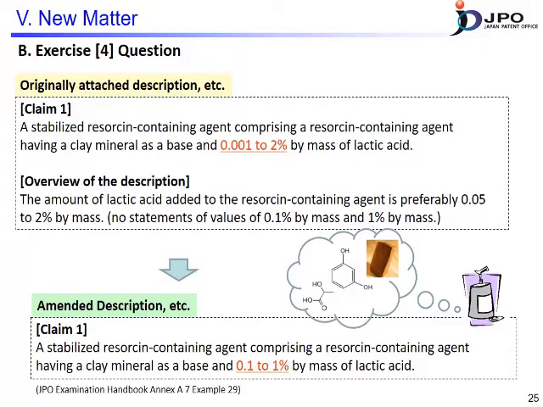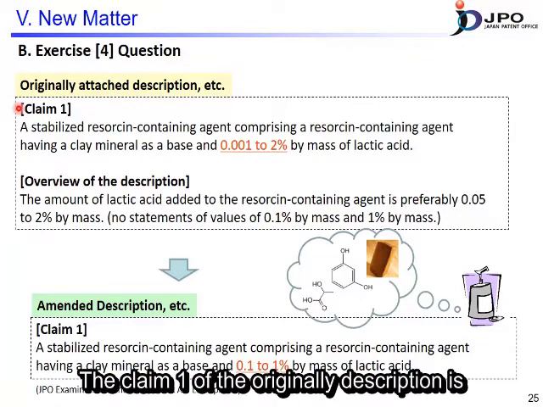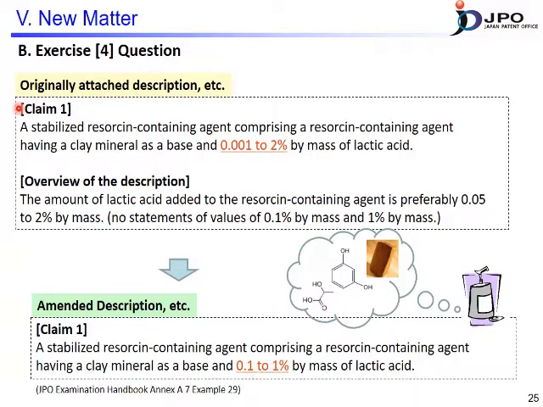So please let's move on to the next case. This is the fourth case. Claim 1 of the original description is a stabilized resorcinol containing agent comprising a resorcinol containing agent having a clay mineral as a base and 0.001 to 2% by mass of lactic acid.